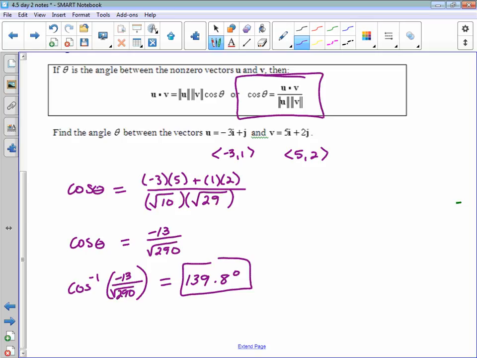And guys, think about this. This should make sense to you. If I plot my two vectors, u is -3, 1, and v is 5, 2.